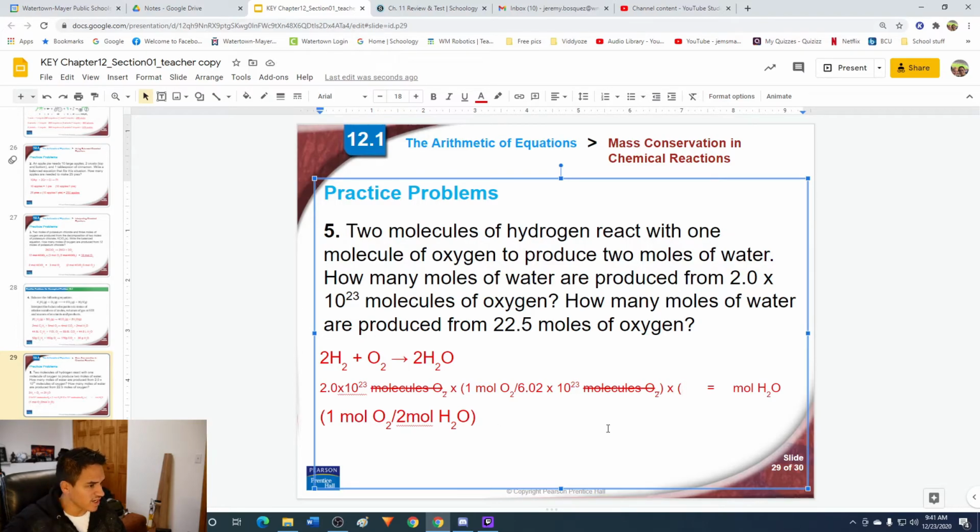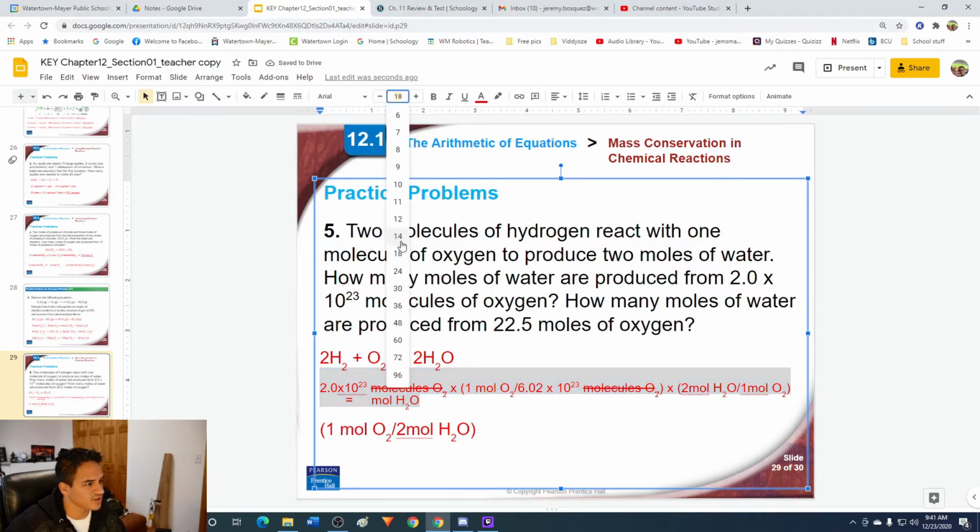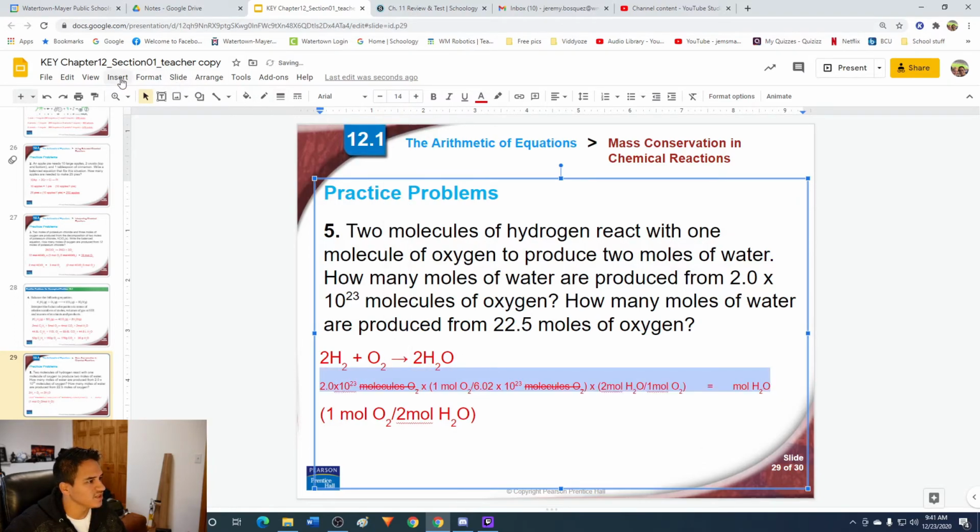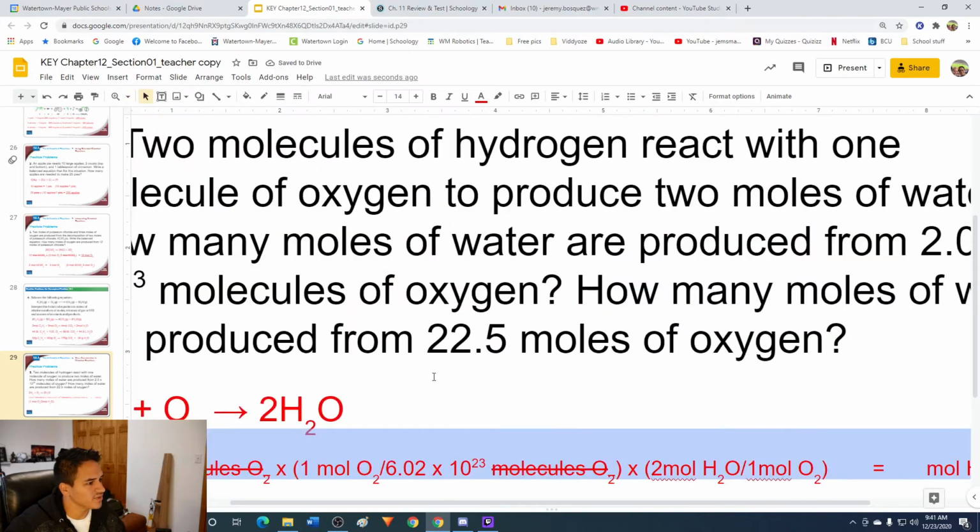Right now I'm in moles of O2. So the 1 mole of O2 for this conversion factor right here is going to be written on the bottom of the fraction, and the 2 moles of H2O will be written on the top of the fraction. I know I'm running out of space, so let me make this even smaller, maybe size 14. Maybe we even zoom in on this so we can read it better.